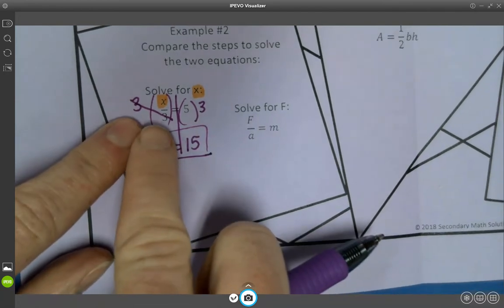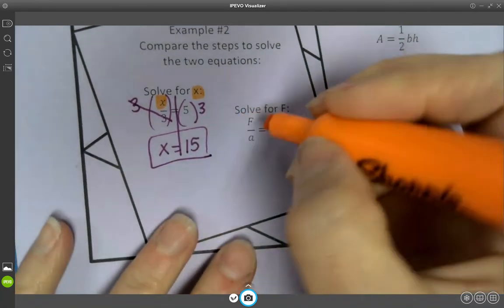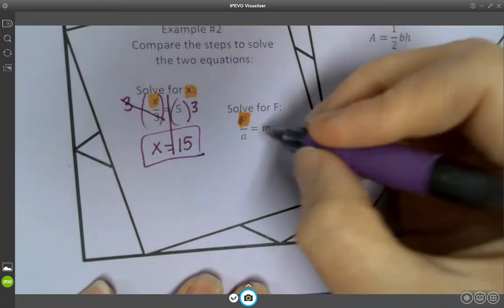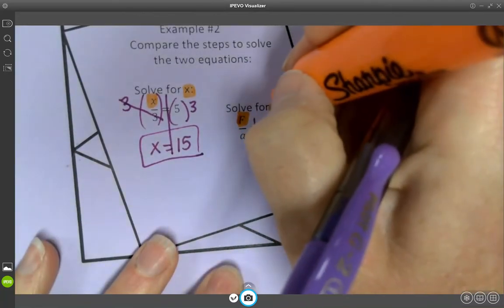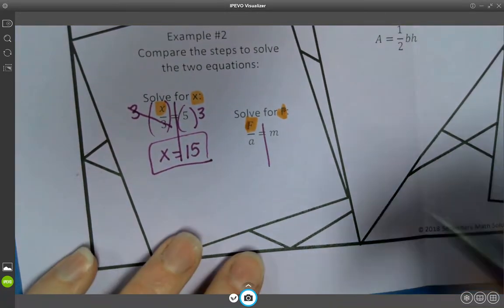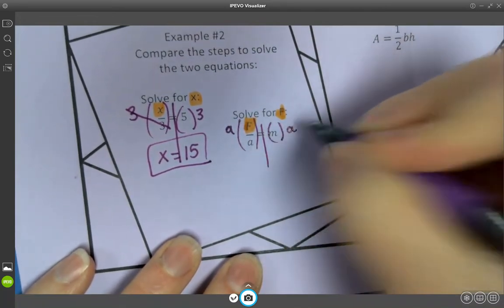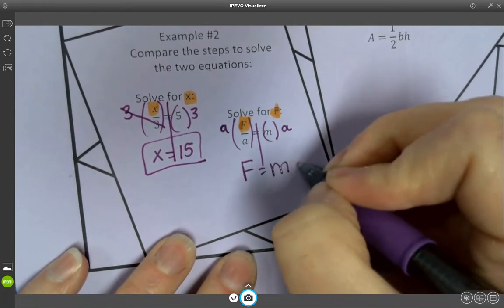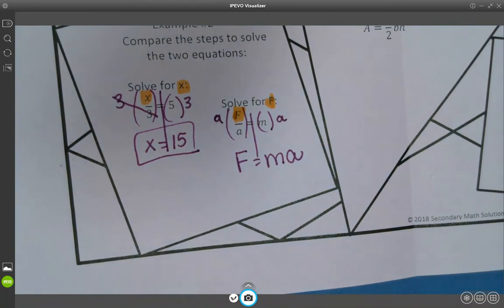This problem is similar to this one. We're solving for the variable on top, solving for the f. We're going to multiply both sides by the denominator. This is a science formula: force equals mass times acceleration. I'm just going to put ma because that's m times a.